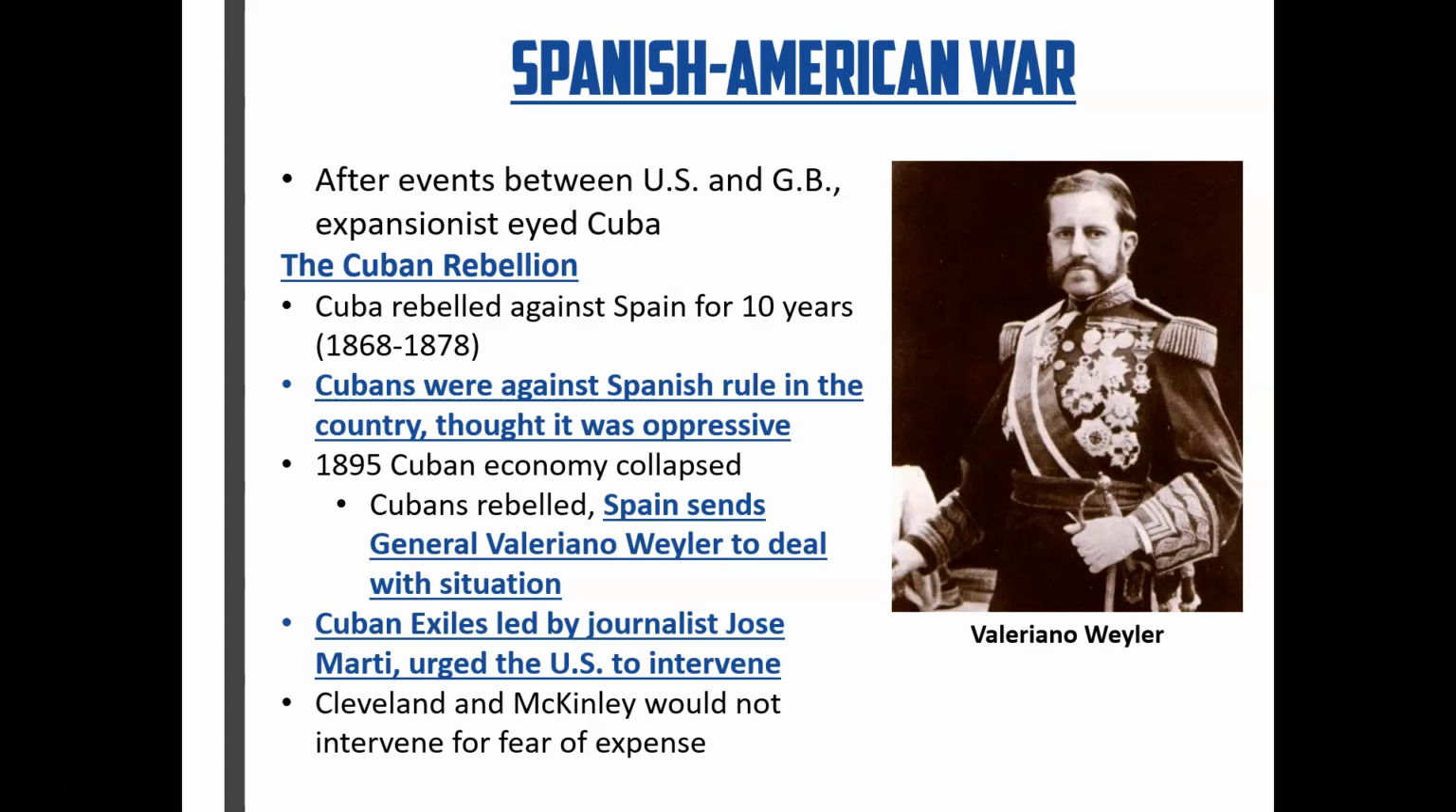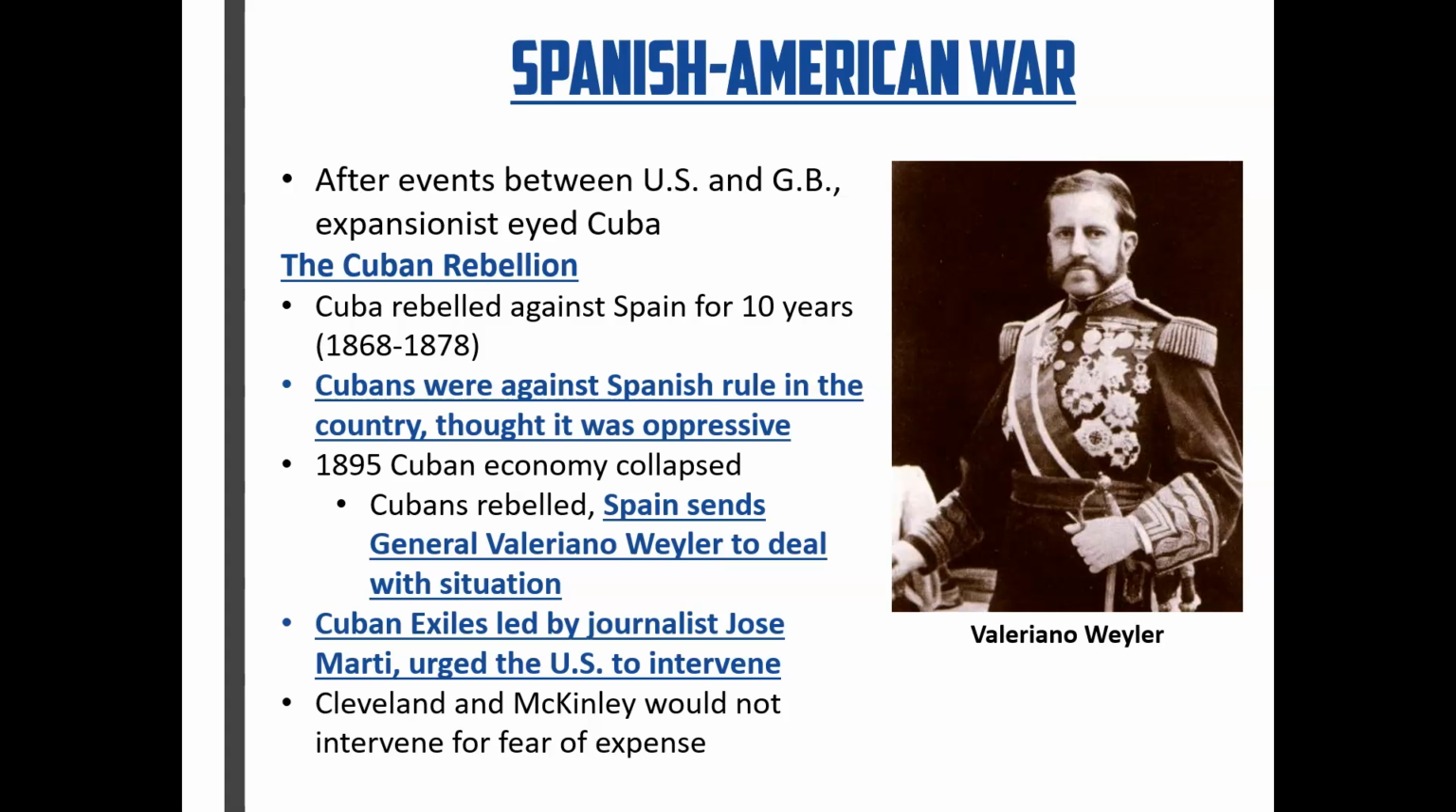Now, after the events between the U.S. and Great Britain, many people in the United States who were expansionist eyed Cuba. They had seen much of the harsh realities going on in Cuba during this time, which is that they were a little bit in disarray, and that they had had a lot of rebellion. And Spain had been able to quell rebellion in Cuba after 1878. And the Cubans were very much against Spanish rule in the country. They thought it was very oppressive.